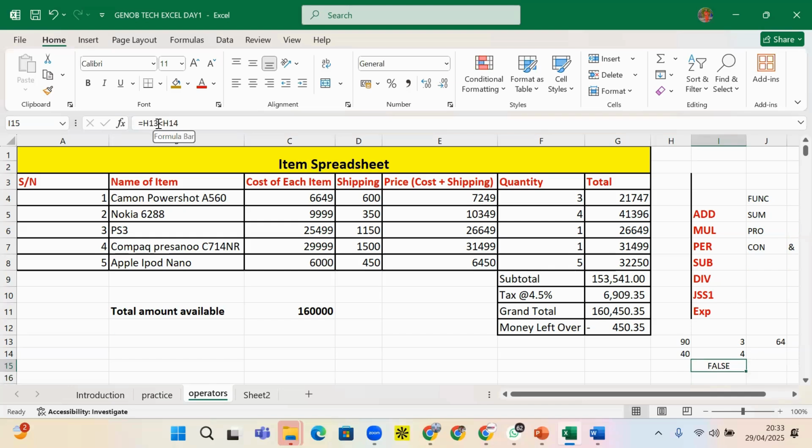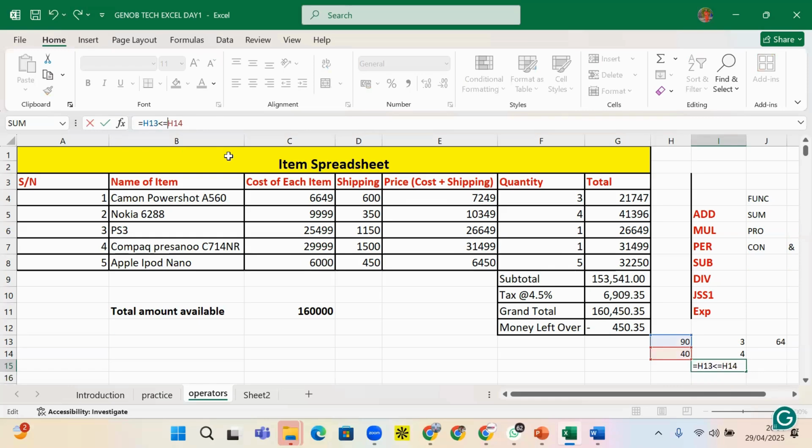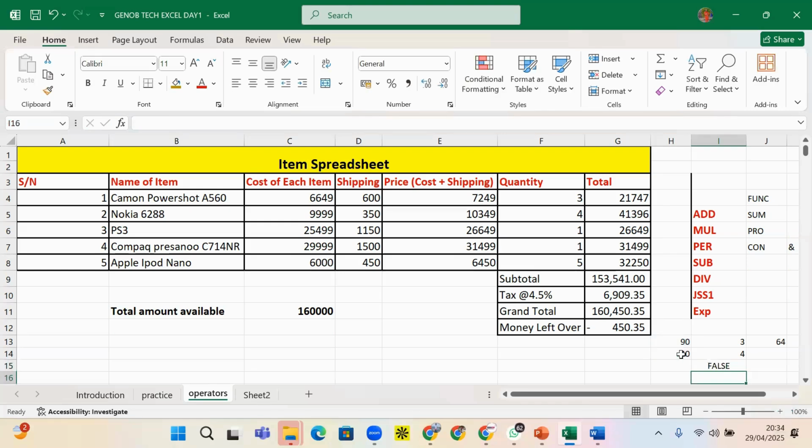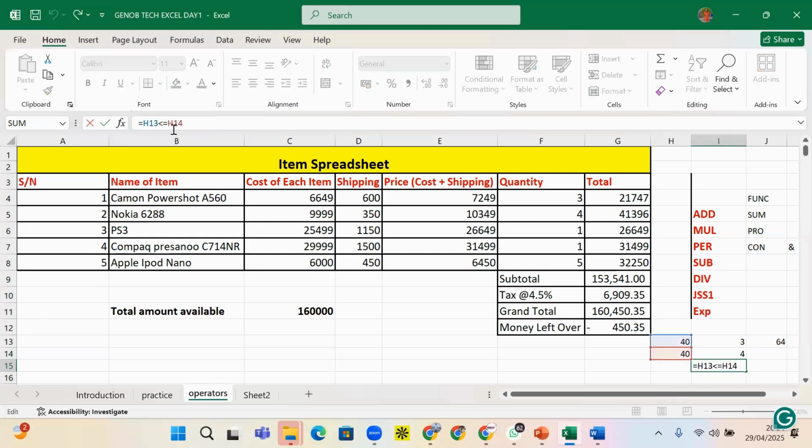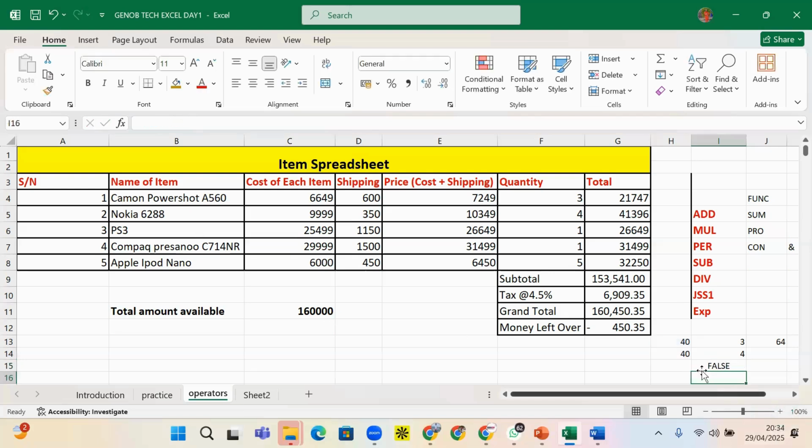If I say less than or equal to, it will still not give me an answer. So let me use less than or equal to. It is still false. But if I change this to 40, it is definitely going to be true, because 40 and 40 are the same, right? So we can use greater than or equal to, less than or equal to to compare, or we use not equal to. So 40 and 40, it was true that they were equal, right? But now we use not equal to, which is this, and enter. It is false because 40 and 40 are the same. But we are now saying 40 and 40 are not the same. That's why it's telling us false.